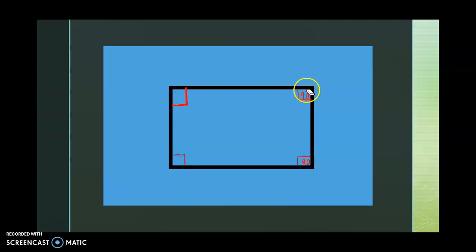So a rectangle is also pretty easy to sum up, but let's use our n minus 2 times 180. So we have 4 sides now, minus 2, times 180. So we have 2 times 180. And that would be 360 degrees. That's the interior angle sum.